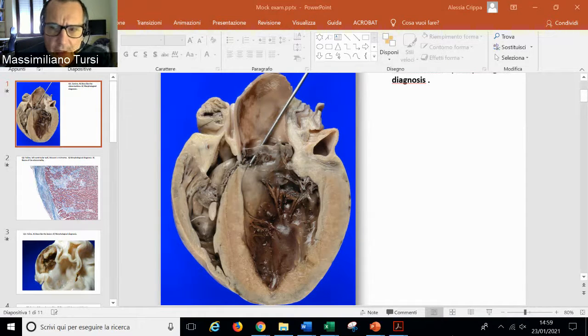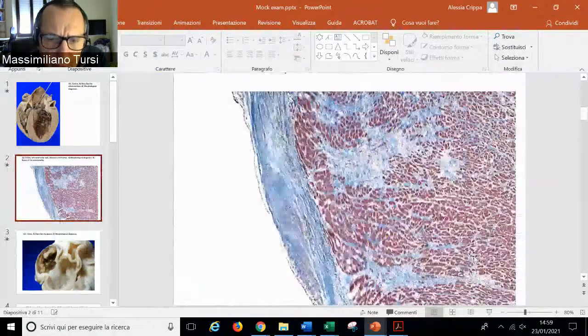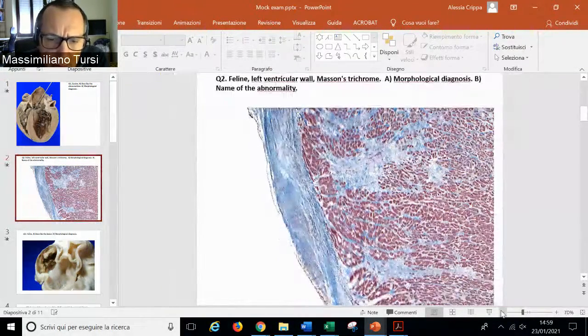Okay, the second, Alessia, thank you. The second slide. That's histology, of course. We have been together also yesterday, this kind of situation with Masson. Elzbieta, is it clear, the situation? What do you think?